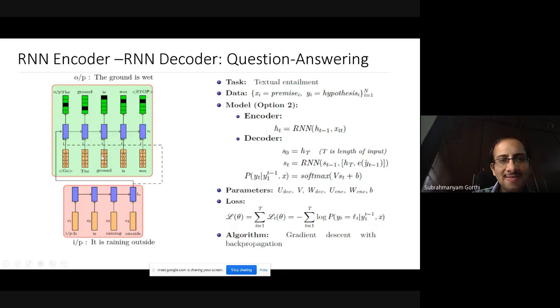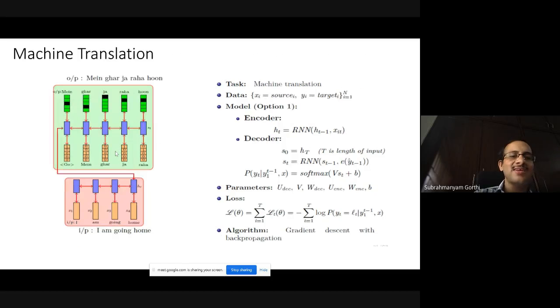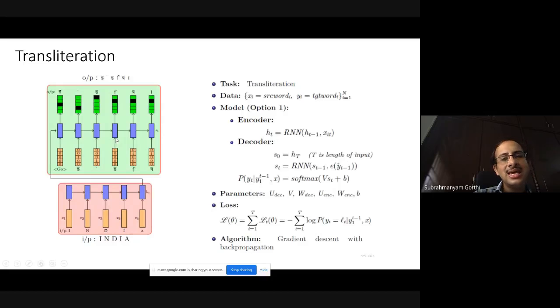So while this itself is an RNN, this is also an RNN. This application in question answering has both encoder and decoder as RNNs. Now given, say, machine translation, what do you think the encoder and decoder will be? In machine translation also, one language is a sentence, another language is another sentence. So again the encoder and decoder are RNNs. Transliteration is also the same.